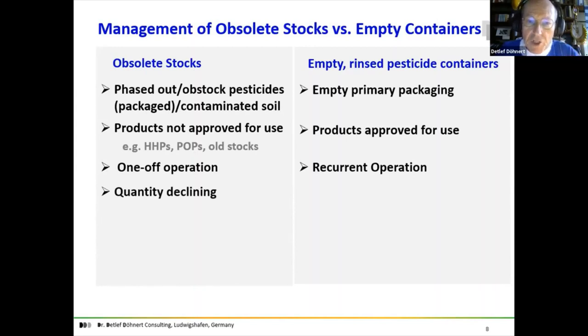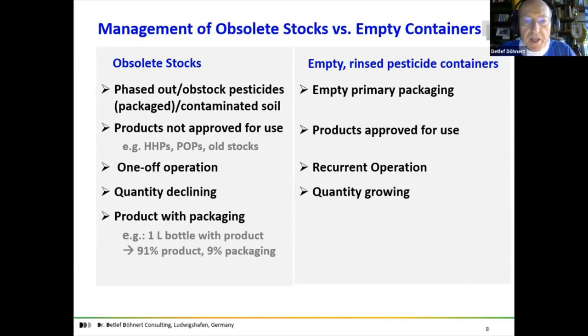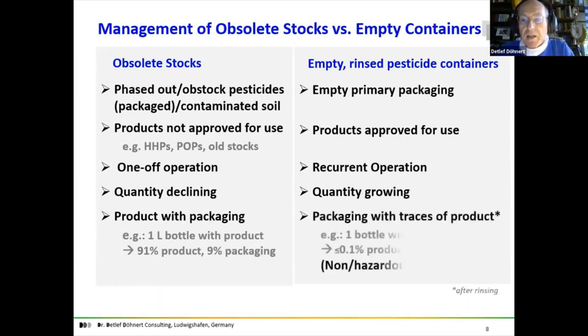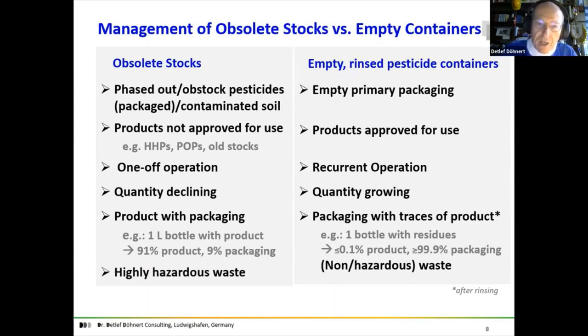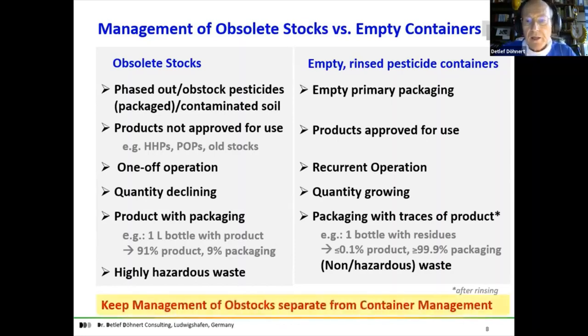So ideally, for the obsolete stock issue, the quantity will be declining. Container management, whenever the system is growing, the quantity of material is growing. Obsolete stocks means we are dealing with product with packaging. Empty rinsed containers means we are dealing with packaging with traces of product. So that means 99.9% of the waste stream is packaging. And that is a difference. We agree, obsolete stock is highly hazardous waste, but the empty rinsed pesticide containers can be, in some cases, non-hazardous waste. And I will come back to that a little bit later. So the recommendation is really to keep management of obsolete stocks separate from container management.